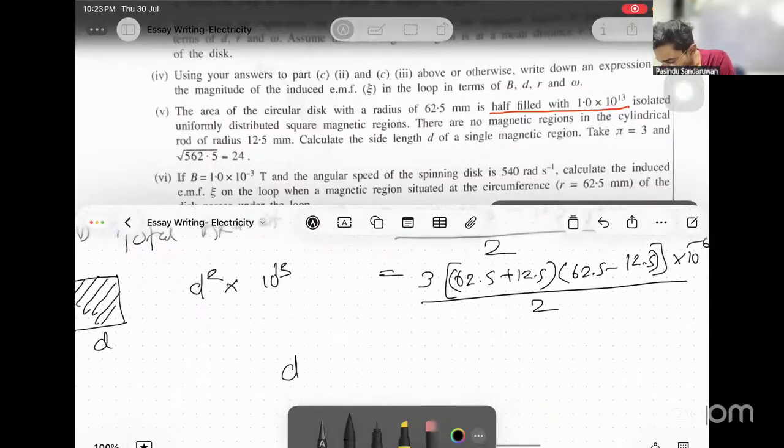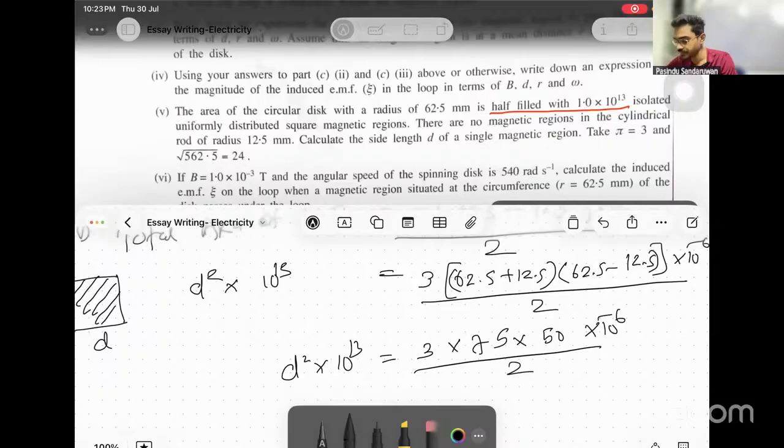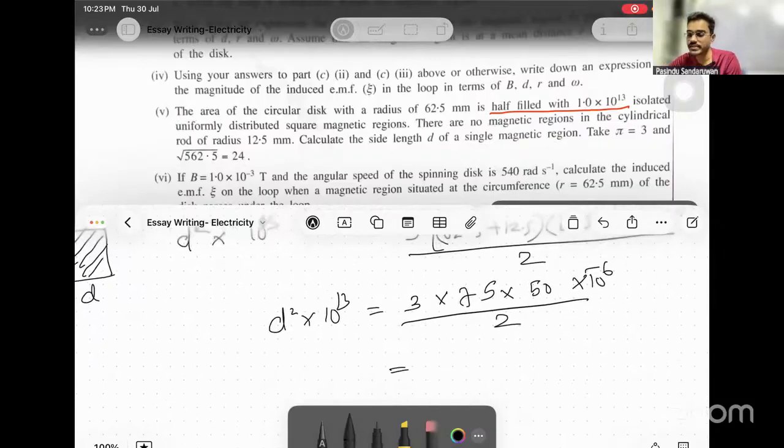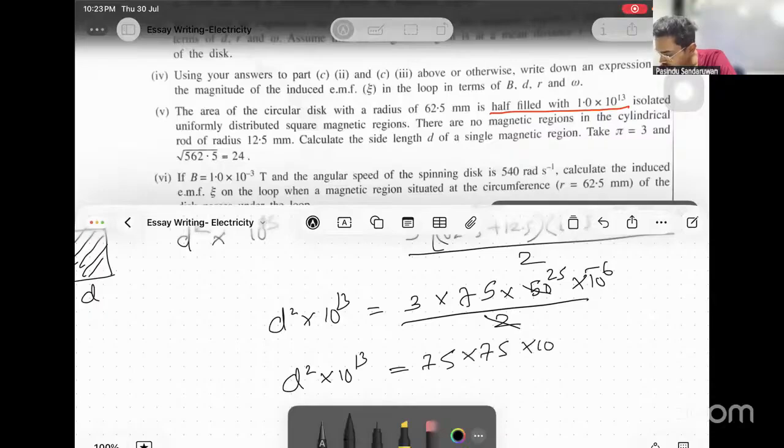Then this is the simplification now: d squared 10 to the power 13 equals 3 times 62.5 plus 12.5, which means 75, right? Times 50, 10 to the power minus 6 over 2, right? Then keep simplifying until we get the answer, and the given hint should also be coming somewhere. Then this is 2 times 25, right? Now 75 times 75 is coming, no? Finally what I have here is d squared 10 to the power 13, and this side 75 times 75, 10 to the power minus 6.